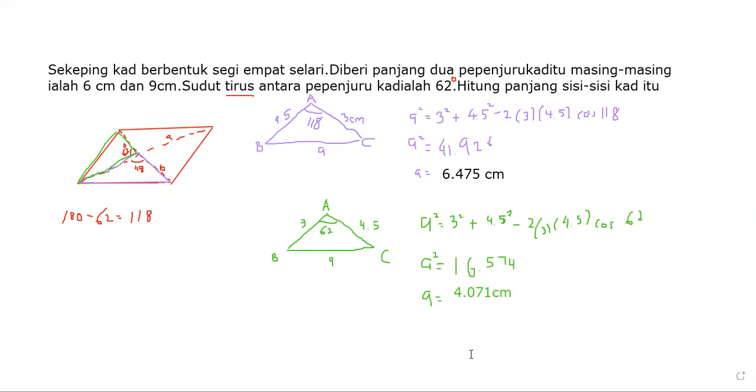So basically what you have to do in this case is you need to draw the question properly. Once you have your diagram, then it will be very easy to find out your answers. So you have to draw your parallelogram correctly, your segi empat selari correctly, and then you have to do the 9 cm diagonal correctly and your 6 cm diagonal correctly. Once you have it, it's quite straightforward after that already.